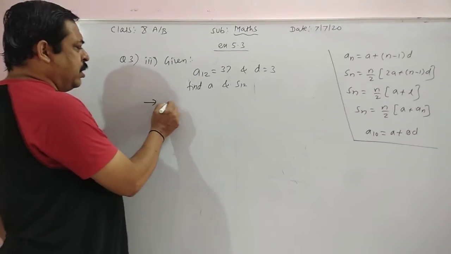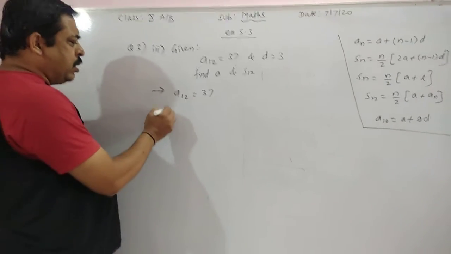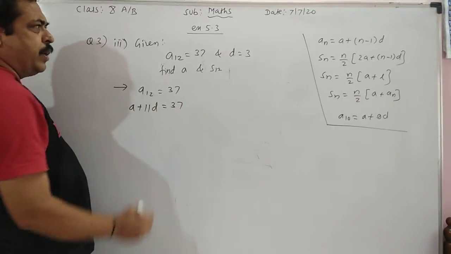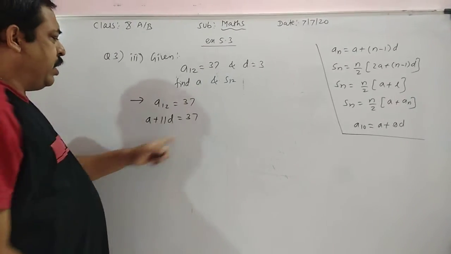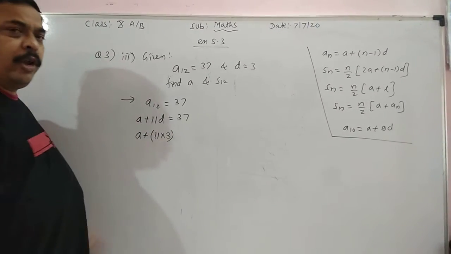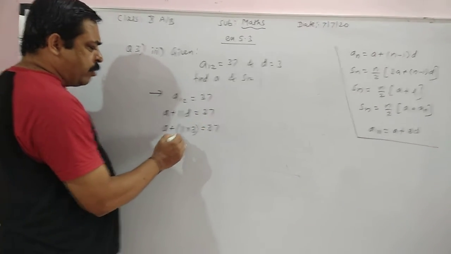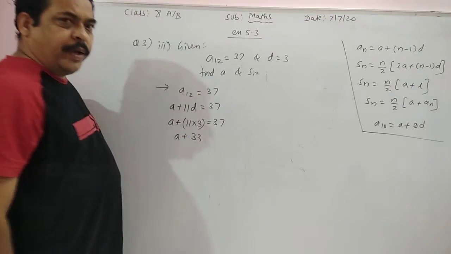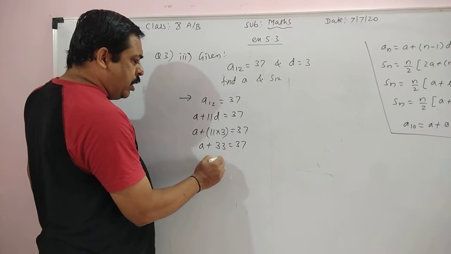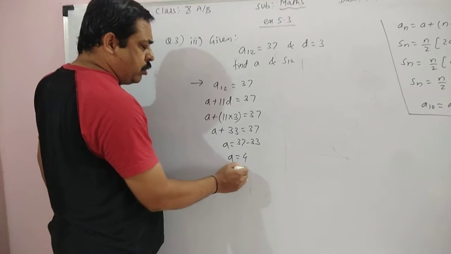A12 is given. A12 is equal to 37. A12 means a plus 11 times d is equal to 37. The value of d is given, 3. A plus, in bracket, 11 into 3. We substitute the value of d here, equal to 37. a plus the product of these two, 11 3s are 33, equal to 37. a equal to 37 minus 33. a is equal to 4.